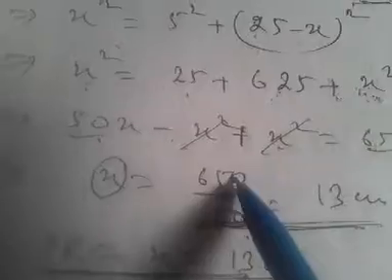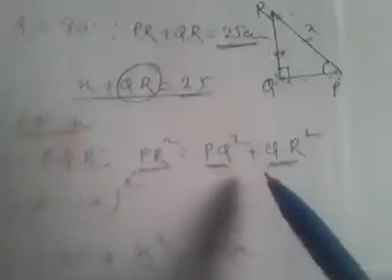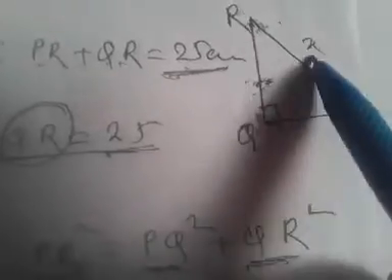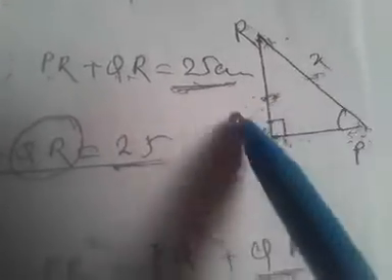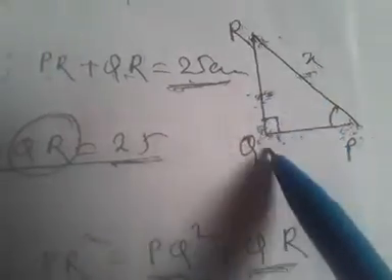To find out the value of x, we will divide 650 by 50 to get 13 centimeter. Now the value of x is equal to 13 centimeter is known to you. It means that over here hypotenuse is known to us. Okay, and as we know that the sum of these two is equal to 25. So since it is 13 centimeter, the difference of 25 and 13 will give us QR as 12 centimeter. That we have obtained over here.